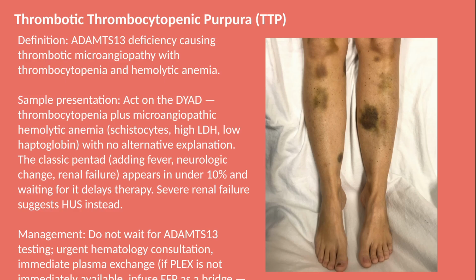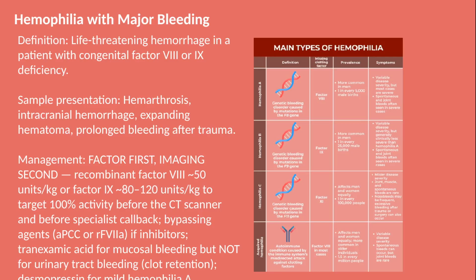Add high-dose corticosteroids and caplacizumab where available. Critically, avoid prophylactic platelet transfusion. It feeds the microthrombi, so reserve it for life-threatening hemorrhage alone. Every hour of delay costs lives. ICU admission. Hemophilia with major bleeding means life-threatening hemorrhage in a patient congenitally deficient in factor VIII, which is hemophilia A, or factor IX, which is hemophilia B.